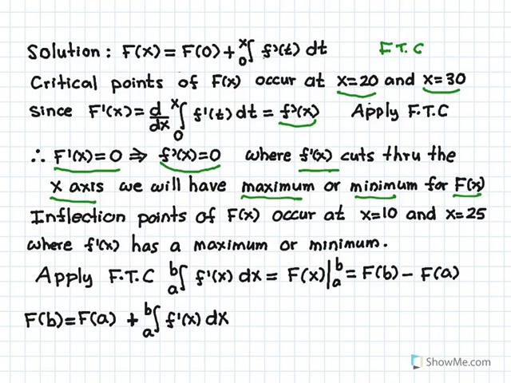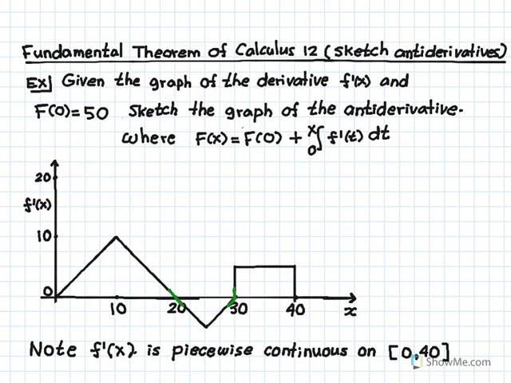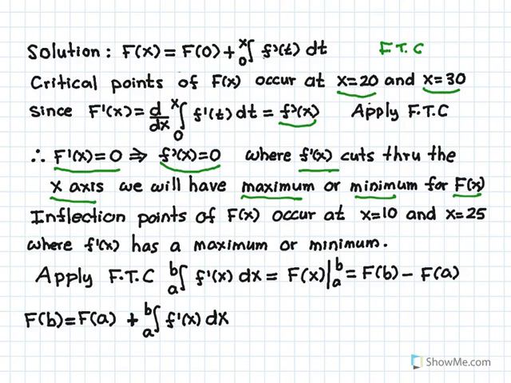Looking back at the previous page, you can see at x equals 20, the derivative is going from positive to negative, so we expect to have a maximum for the antiderivative. And similarly, the derivative graph is going from negative to positive at x equals 30, so we expect to have a minimum for the antiderivative, capital F of x.